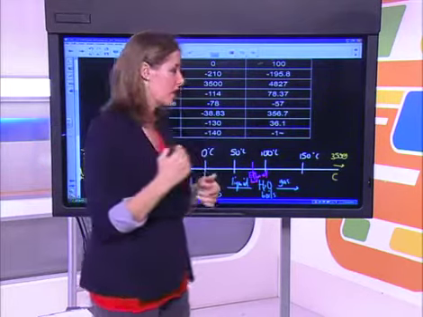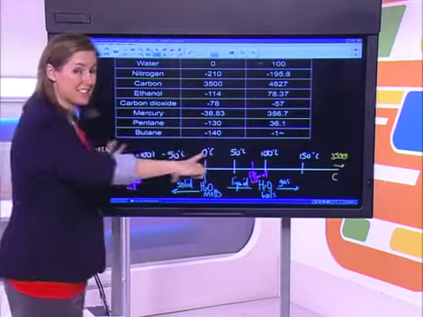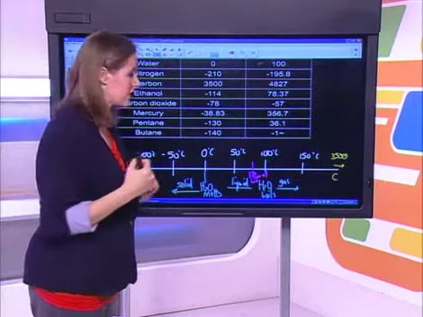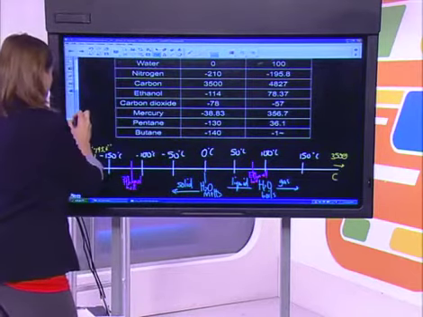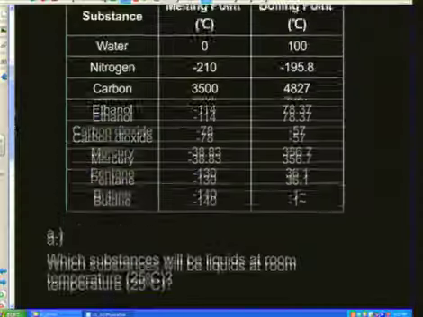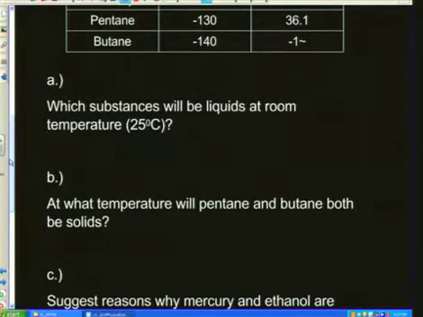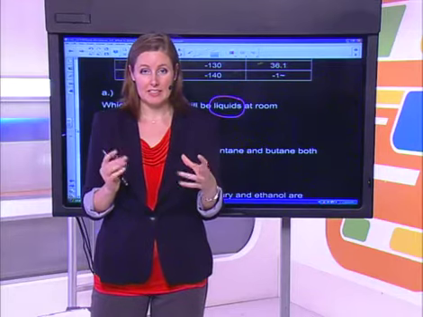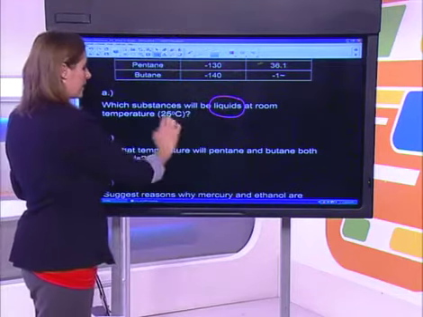Let's turn now to our questions and see what kind of questions we've got. But this number line is going to help me, and I will refer back to it. So let's turn to the next page and see what questions we've got. So I've got the same table there. Which substances will be liquids at room temperature? So I'm looking for anything that will be a liquid at room temperature. Now, room temperature is 25 degrees Celsius, and they tell us that in the question.